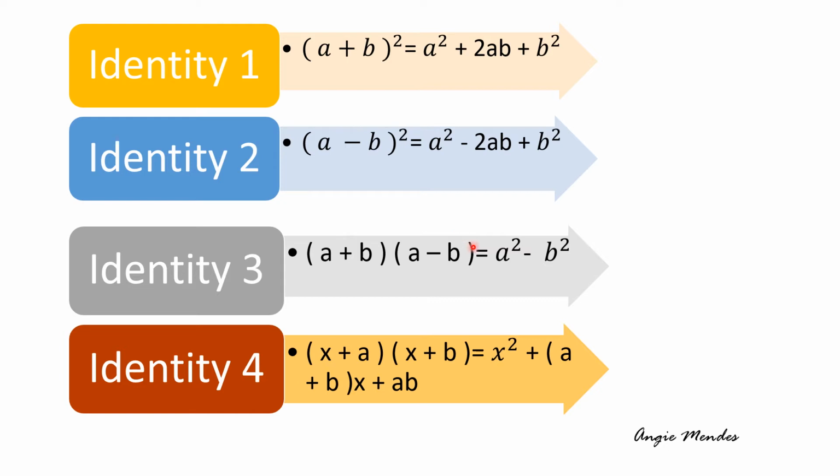Now besides these identities, we have another identity which is (x + a)(x + b). Now (x + a)(x + b) will give us x² + (a + b)x + ab. We will look at a few examples to see how we could apply these identities to solve a few problems.